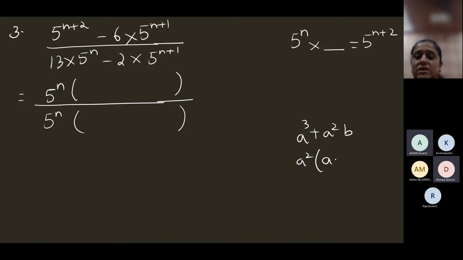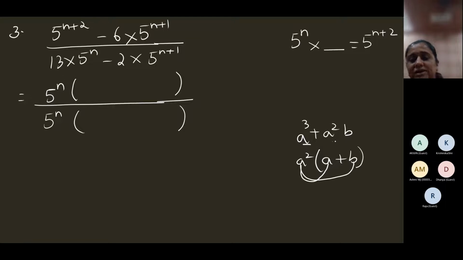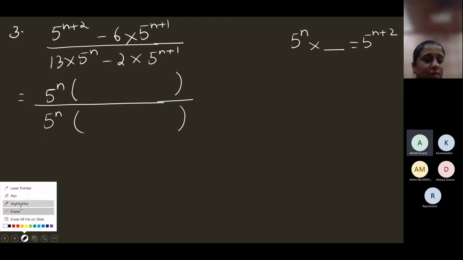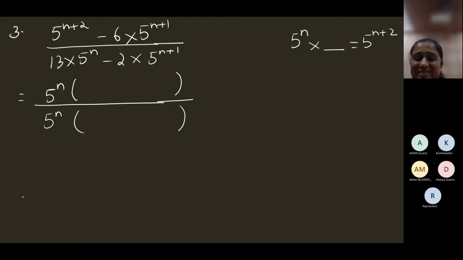A plus B, ma'am. A plus b. Okay, because a square into a is a cubed and a square into b is a square b. In the same way, when you take up to the power 2. Yeah, very good, very good. Who was that? Arjun or Srijana? Arjun. Very good. So we have taken 5 to the power n common in the numerator and denominator.